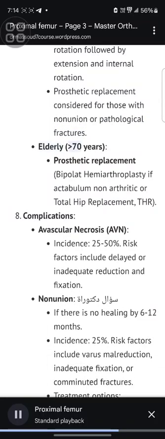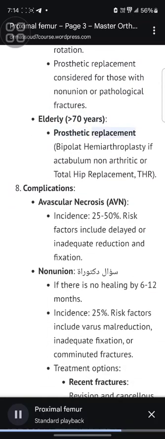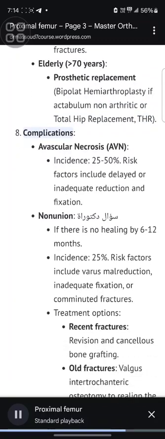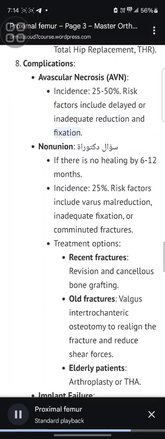Elderly, greater than 70 years. Prosthetic replacement, bipolar hemiarthroplasty if acetabulum non-arthritic or total hip replacement, THR. 8. Complications. Avascular necrosis, AVN. Incidence, 25 to 50%. Risk factors include delayed or inadequate reduction and fixation.